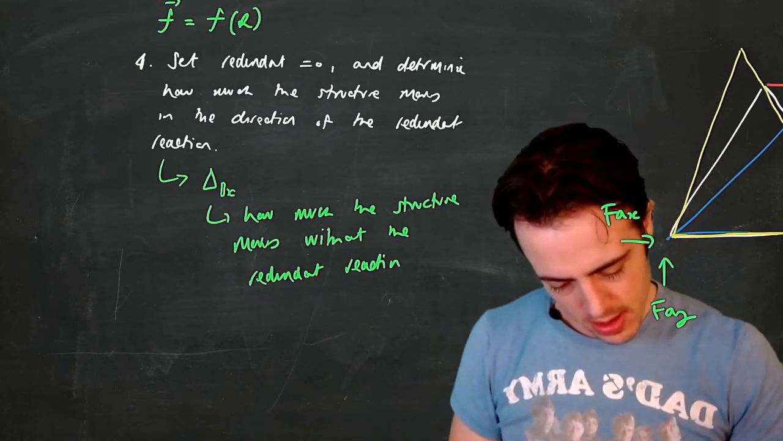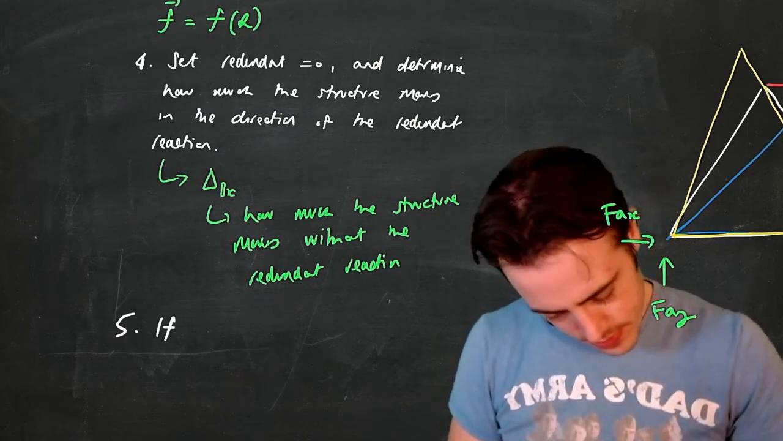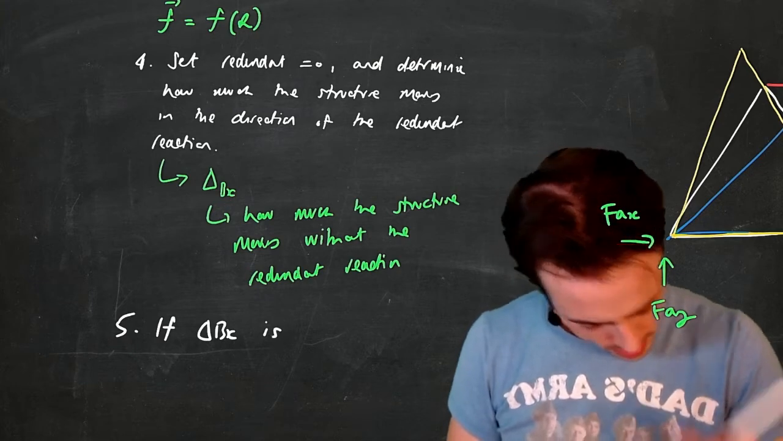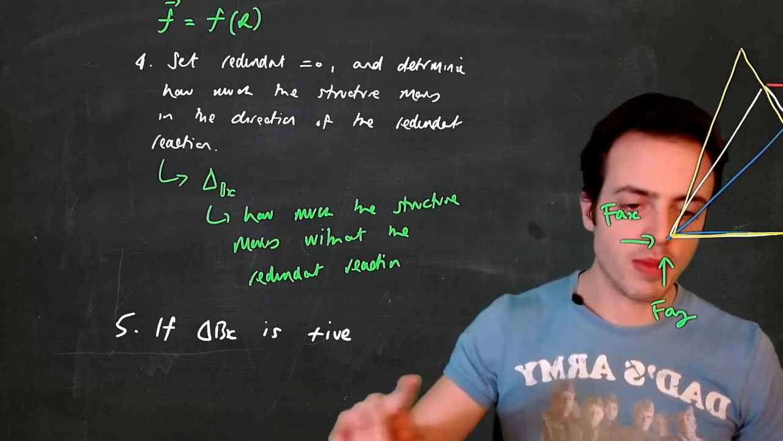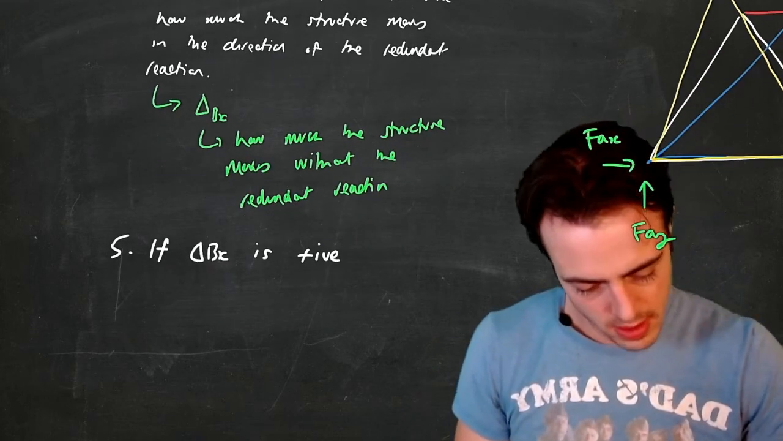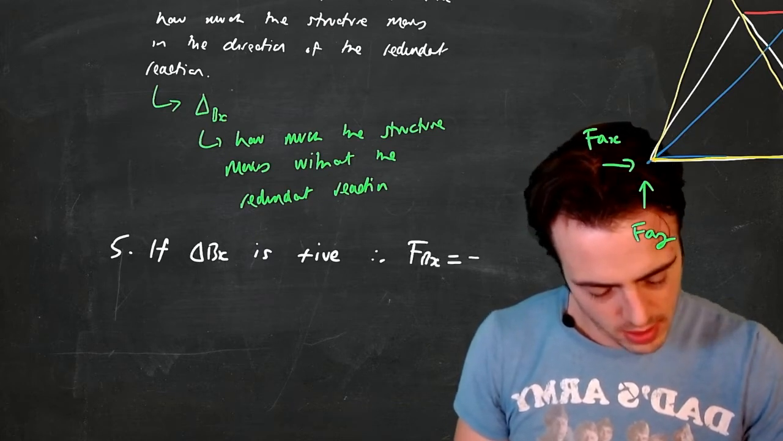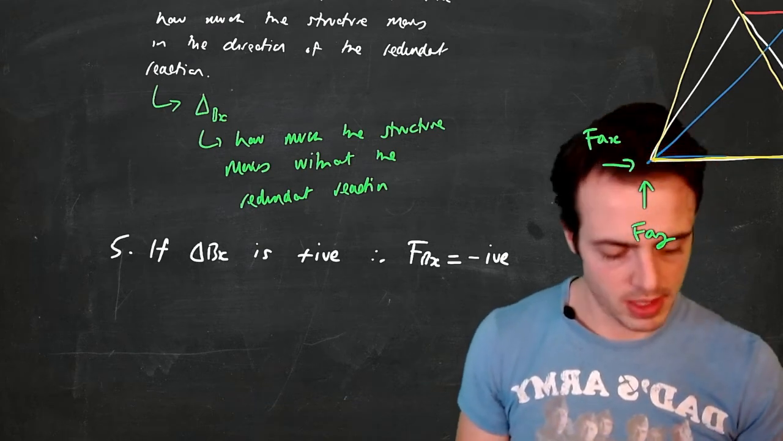Let's say if delta Bx is positive, then it means that the structure has moved in the direction of delta Bx. Therefore, Fbx has to be a negative number. Okay, it has to be a negative number for that to be the case.